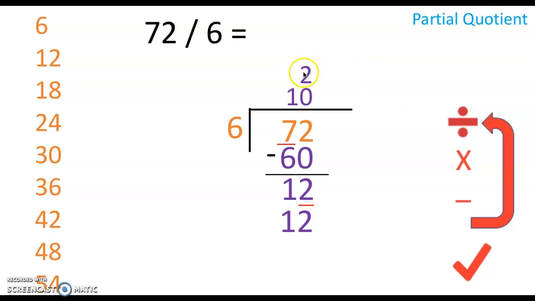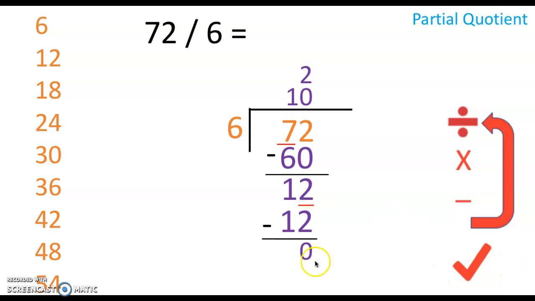So now let's multiply. 2 times 6 is 12. Then we'll subtract. 12 minus 12 is 0. Then we would repeat. Do we have any place values left to repeat with? No, we already used our ones place.